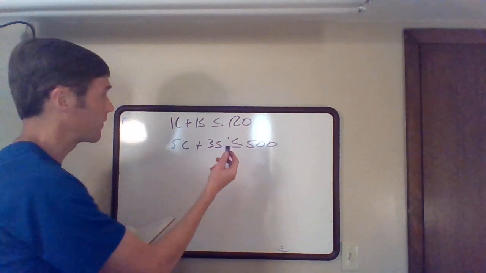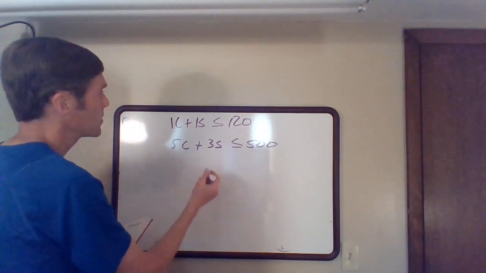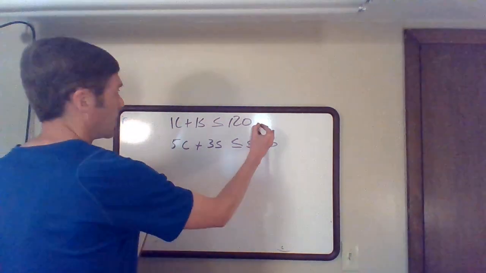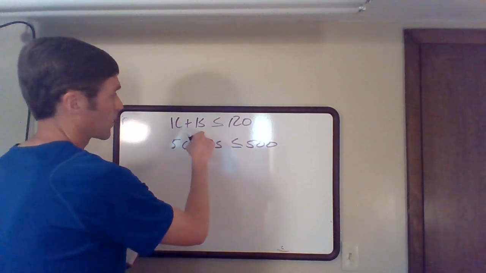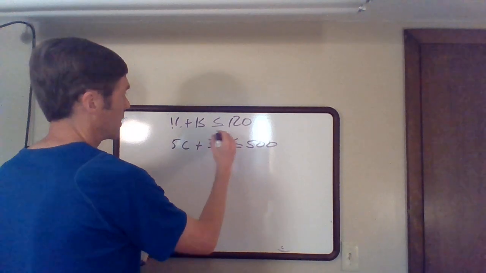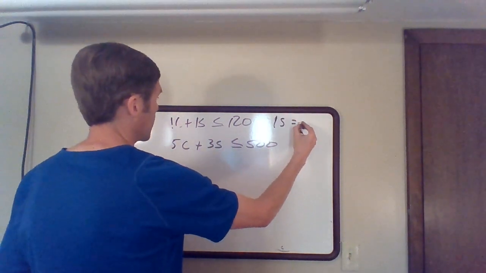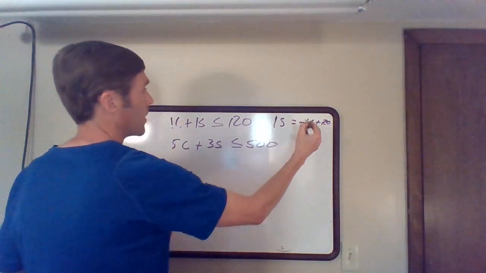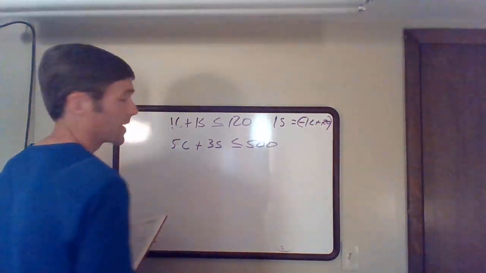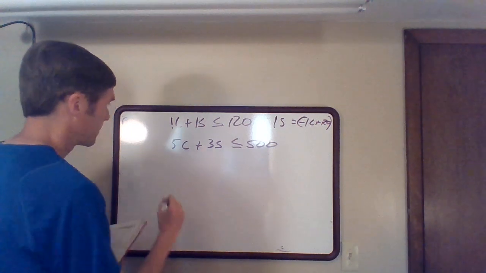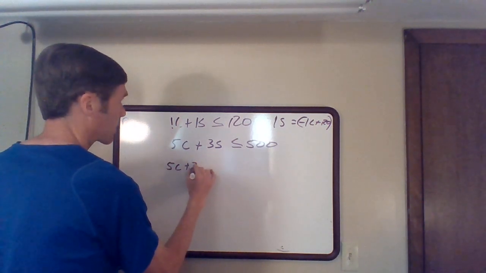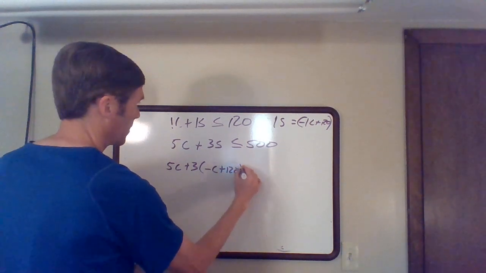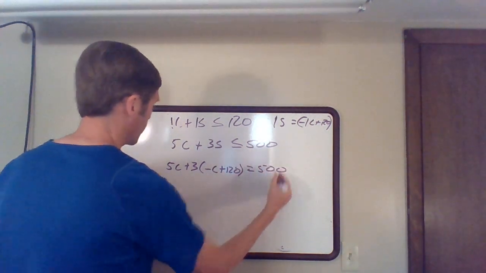So all we have to do is solve these two equations, two unknowns. We can do that. And this one's set up really nicely for us because I can solve this one for S or C and substitute it into here. So 1S is equal to negative 1C plus 120. If I plug this wherever I see an S, I can get an answer. 5C plus 3 times negative C plus 120 is equal to 500.